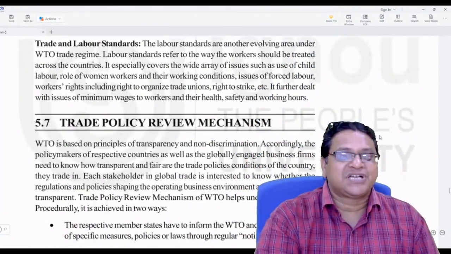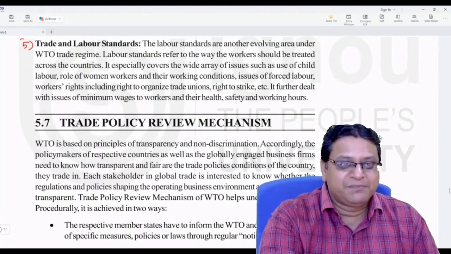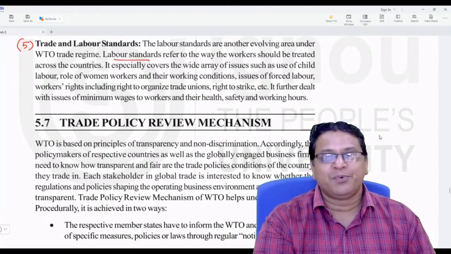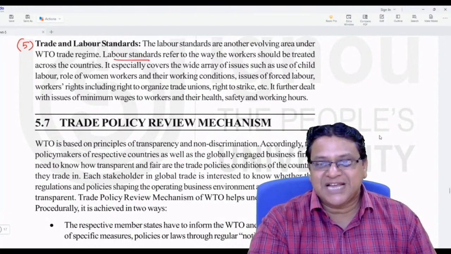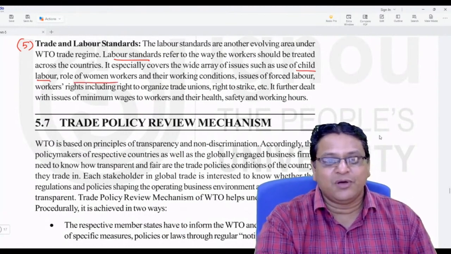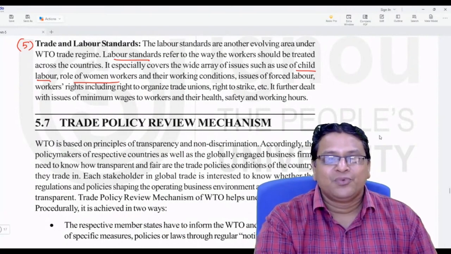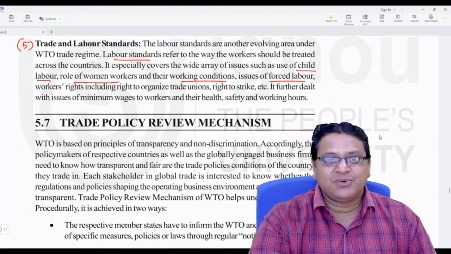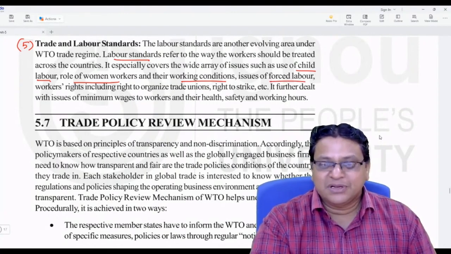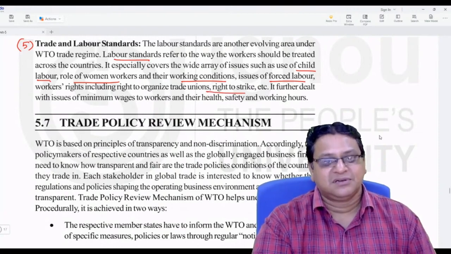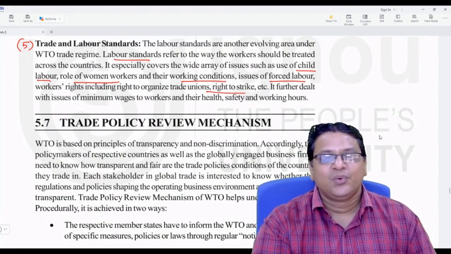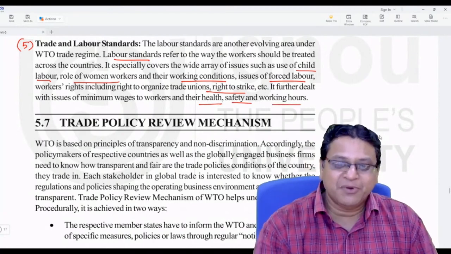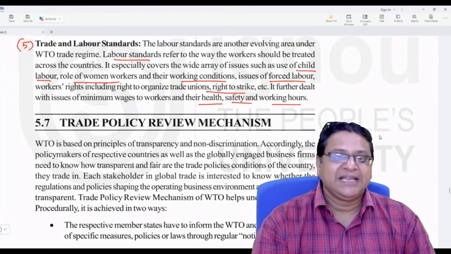Next one is labor standards. How will WTO frame rules and regulations for international labor standards? Labor standards are important. How to restrict the use of child labor, how to improve the role of women workers and their working conditions, how to restrict forced labor, how to protect the rights of laborers, and how to take care of the health, safety, and working hour issues of different labor organizations. These must be implemented in WTO.